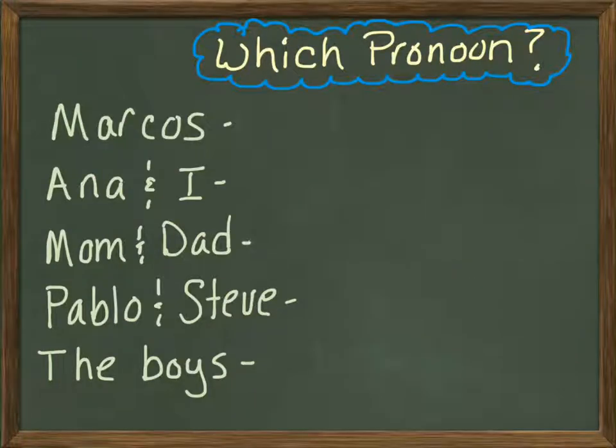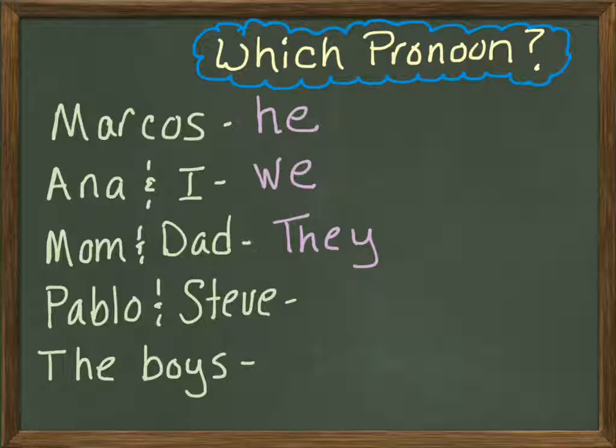Okay, so real quick, I wanted to show you, take it one step farther and look at this. If you're given a sentence about Marcos, I want you to be able to immediately assign a subject pronoun to the proper noun. So if you're given a sentence about Marcos, you need to know that that is a he. Okay? If you saw Anna and I, like Anna and I are going to the store, Anna and I make up a we. Okay? If you're talking about mom and dad, they make up a they, right? Now Pablo and Steve, they make up a they. And the boys, they make up a they.